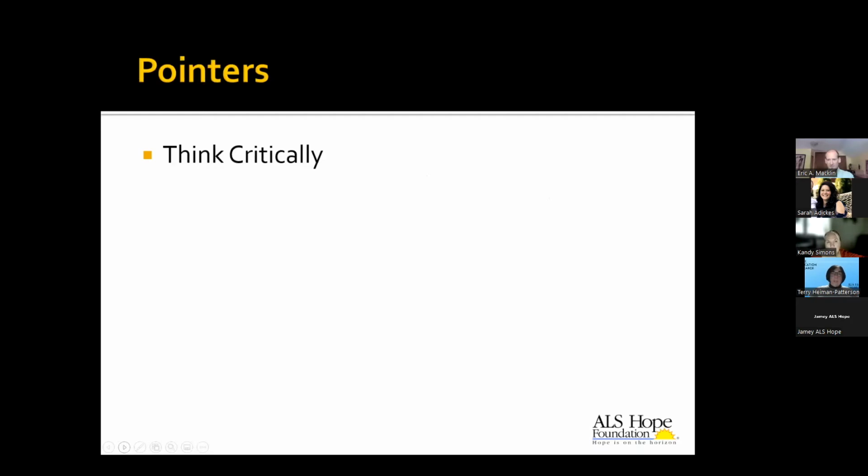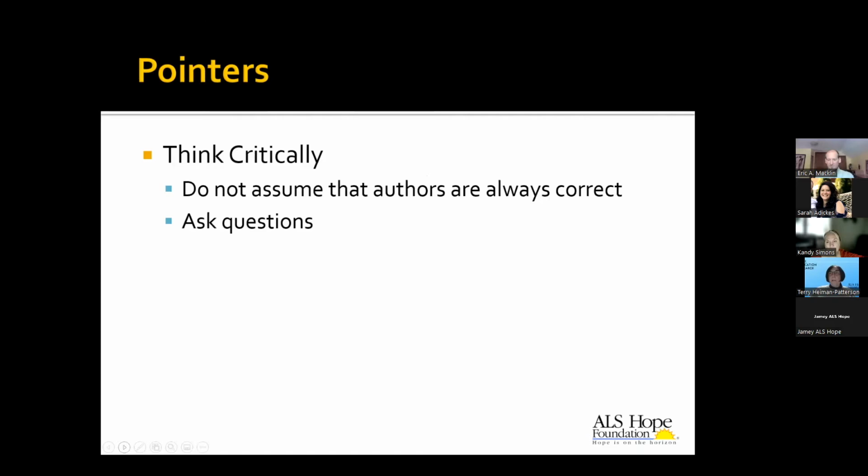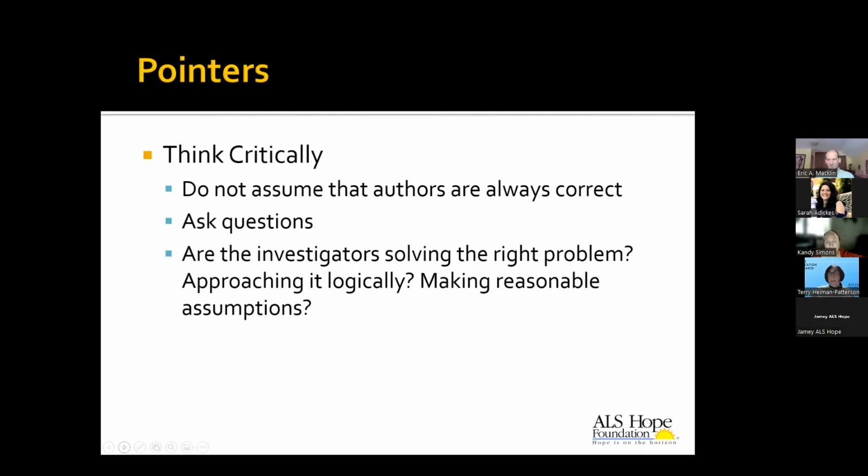So first thing, think critically. Any one of us can. Don't assume that the authors are correct. Don't assume that everybody's perfect, and that if you get published, it must be right. Ask questions. I love that everybody's asking questions here. That's what you have to do when you read. Think about whatever the paper is: are the investigators asking the right question? Are they solving the right problem? And are they approaching it in a logical way and making reasonable assumptions?